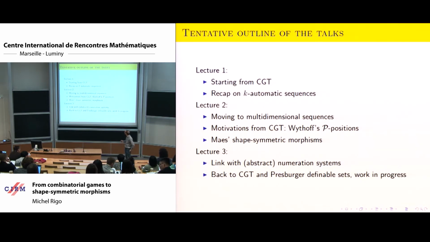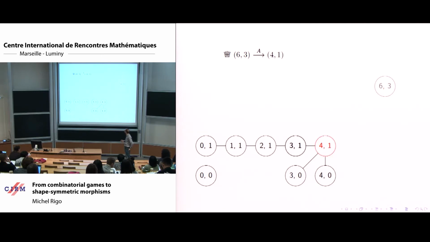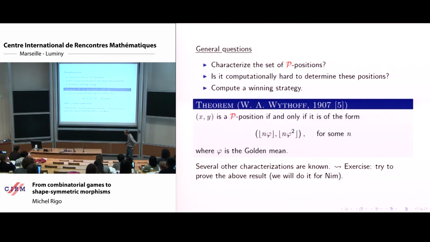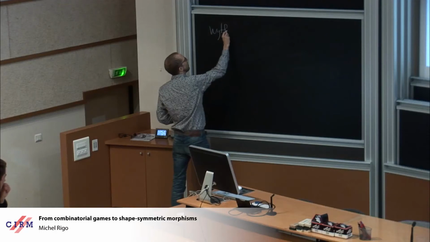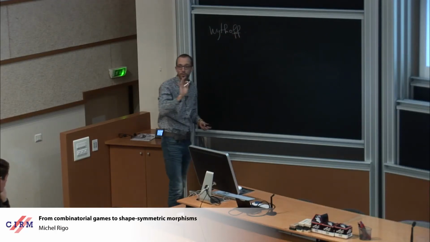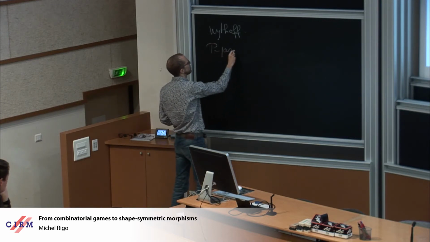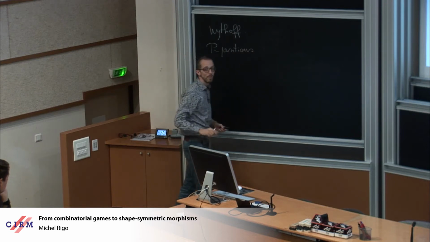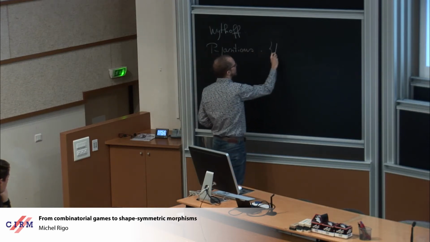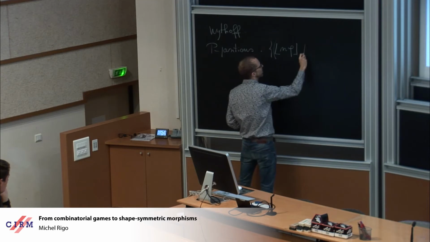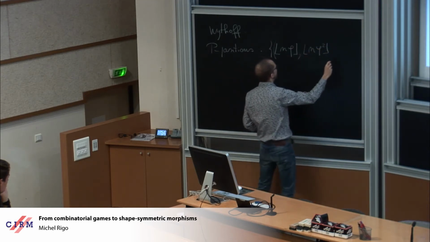But at some stage, I just want to recall that if I play Wythoff games, did you try the exercise I left you yesterday? Maybe you tried or not, but I will write it down on the blackboard because I will use it later on. If you play the Wythoff game, whatever the rules of that combinatorial game, then the set of P positions, and P position means just the losing position, is the set of integer part of n times phi, where phi is the golden ratio, and n times phi squared.